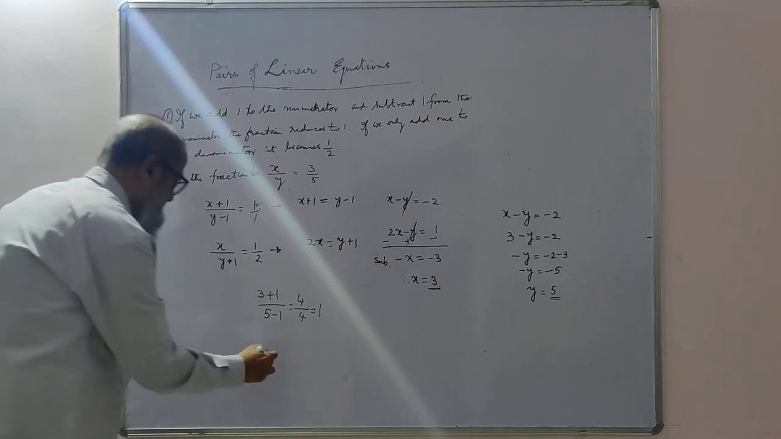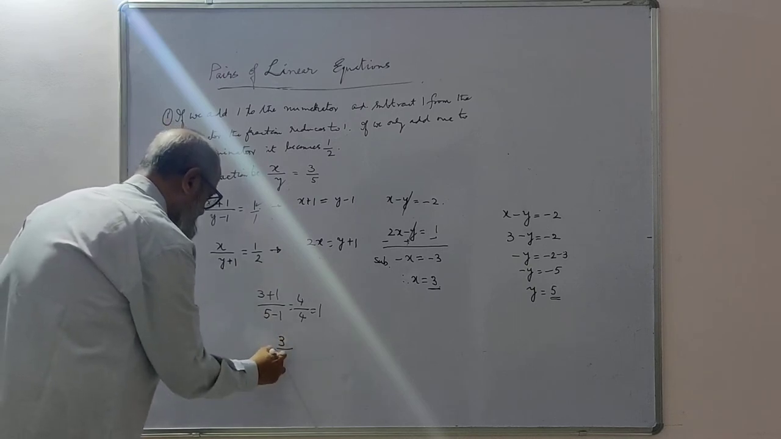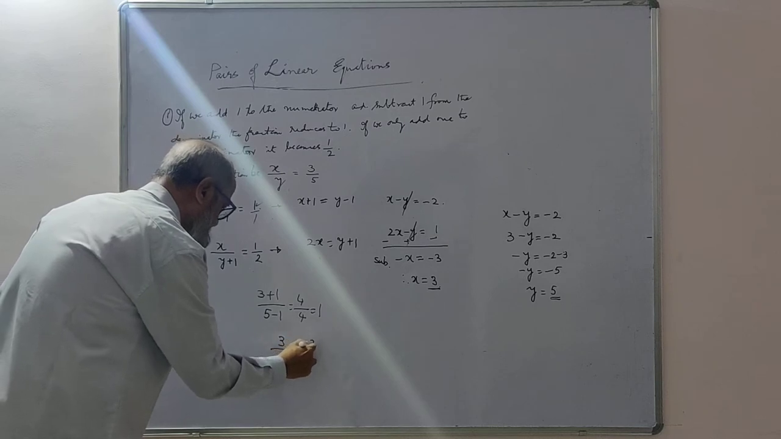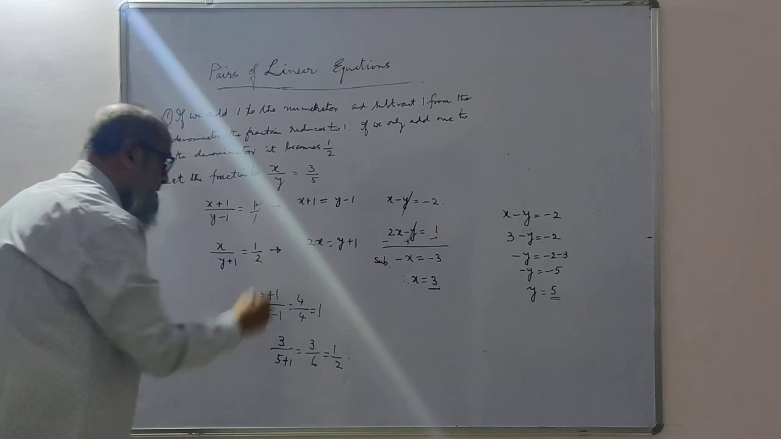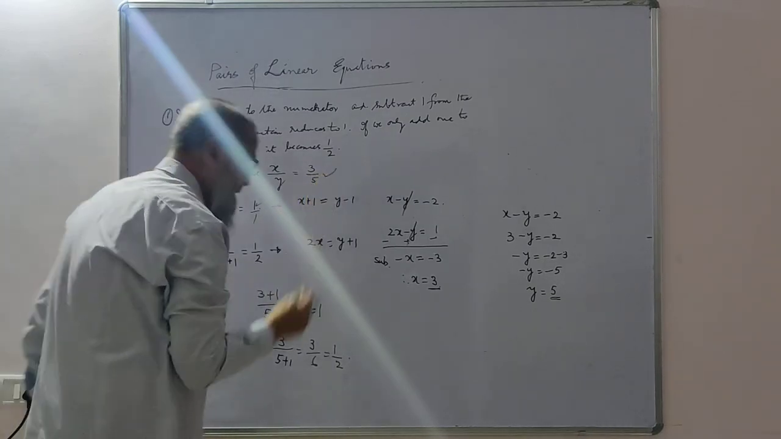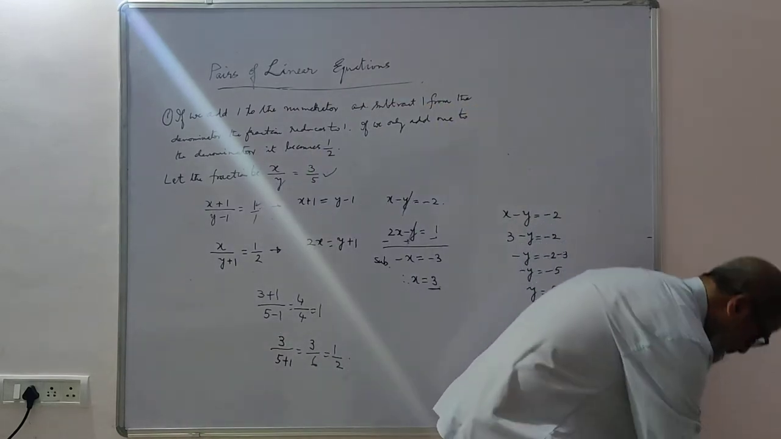Similarly, x, if I keep as it is, 3 divided by y plus 1, that is 5 plus 1, this will be 3 by 6, that is 1 by 2. So both equations are satisfied. So this is the correct answer. We will take up one more problem.